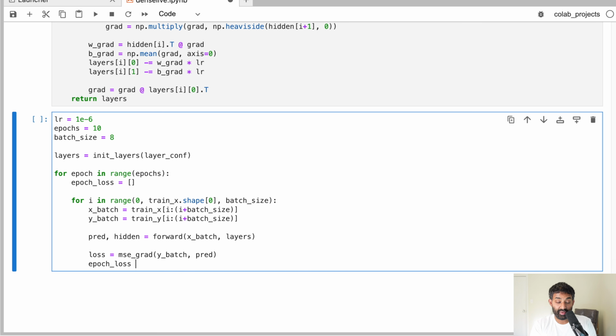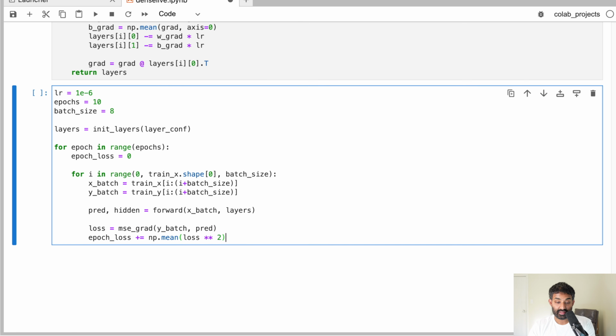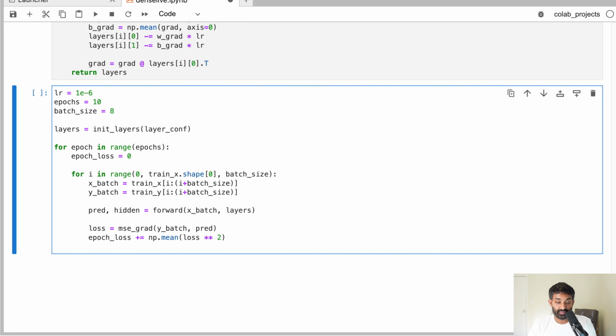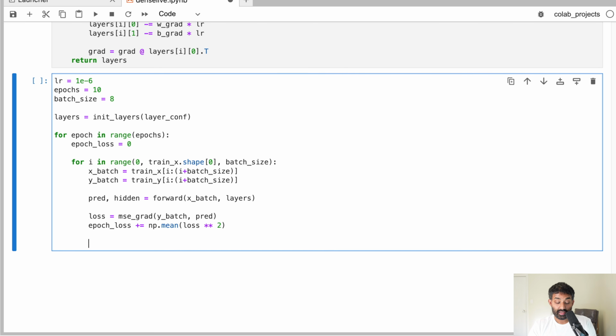And we can append this to epoch loss. We'll turn epoch loss into a number instead of a list. All right, so that's adding our epoch loss so we can keep track of how effectively our algorithm is learning. And then we'll go ahead and run our backward pass. We'll pass in our layers, our hidden states, our loss, and our learning rate.